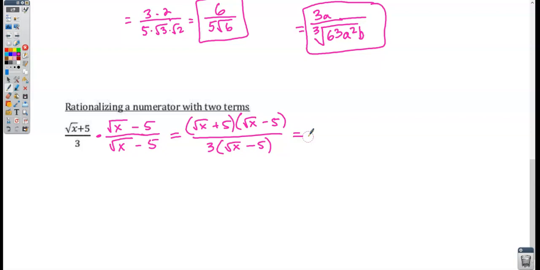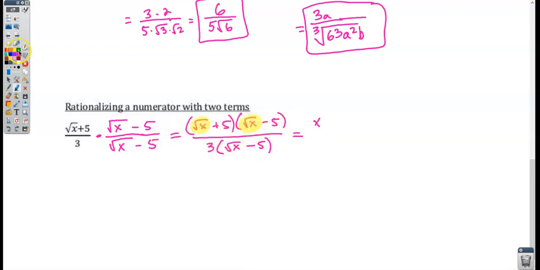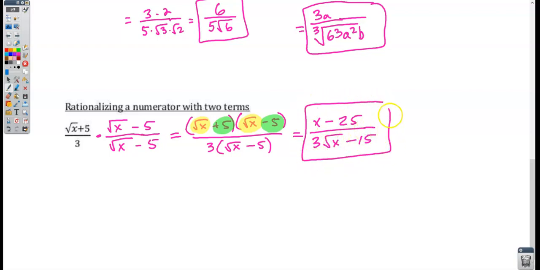If you haven't picked up on this by now, when you multiply conjugates together, you can just calculate by taking the first terms and multiplying those together, and taking the last terms and multiplying those together. I almost just shut down my presentation software in the middle of a sentence there. And there's a variable expression that has now a rationalized numerator.